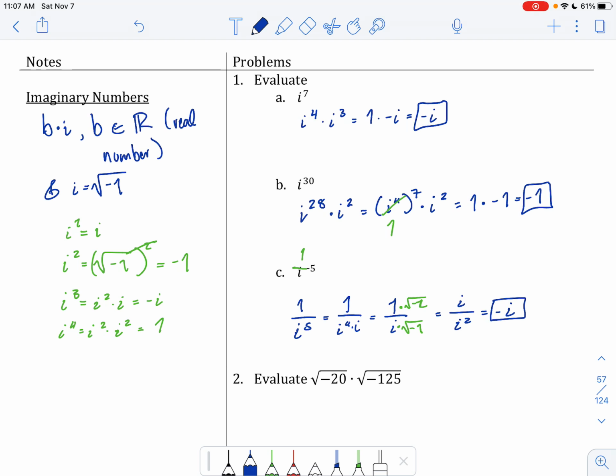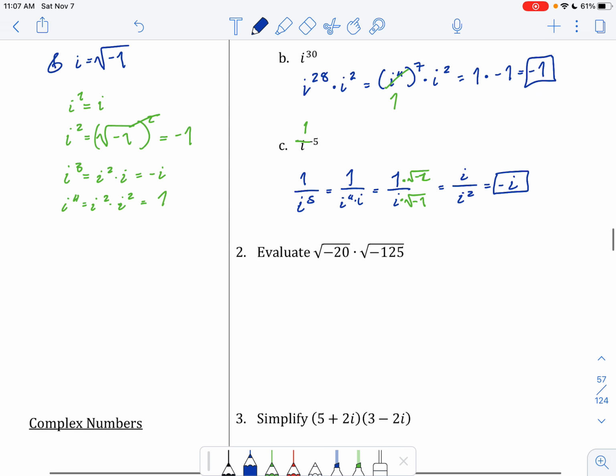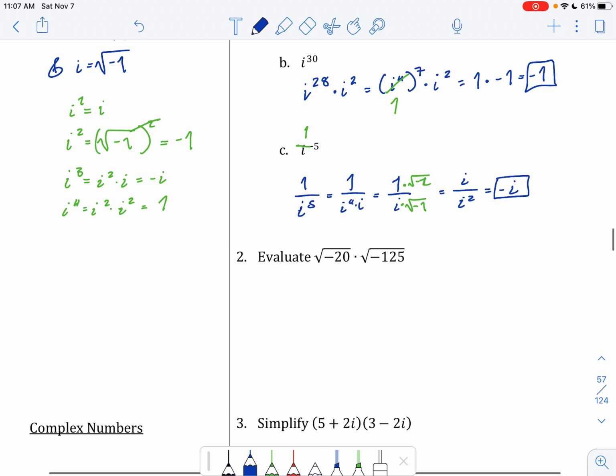Now, one thing that I do notice students do well is when i is written out as a letter. When it's written out as numbers like this, sometimes I see students make a mistake. So let's look at number 2 here. With number 2, we have root -20 times root -125. And some of you will try to combine these together right away, and then you're actually going to miss out on your imaginary numbers. So I always recommend when you see a negative root, take out the i term first for both of these in this case, and then simplify.